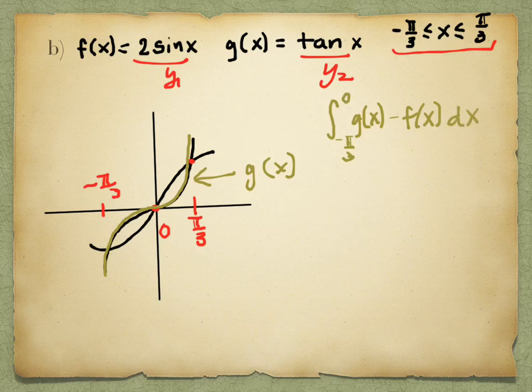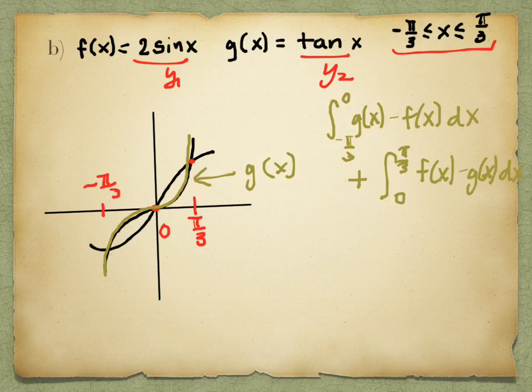And then I would add to that the graph from 0 to pi over 3, and I would write in f of x minus g of x. Okay, so this is one way to handle it. This is not my favorite way to handle it because, honestly, I don't really care which one's on top or bottom because I want you to think about what happens.